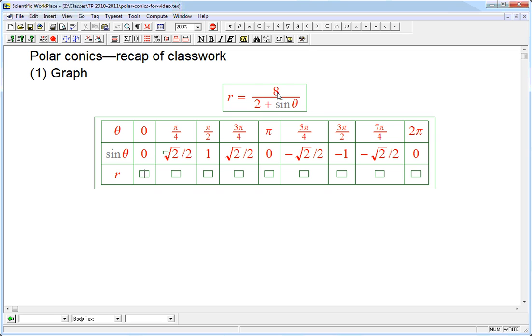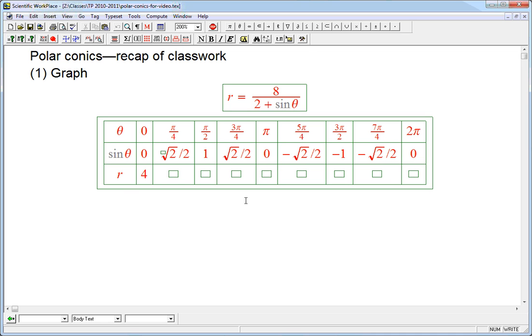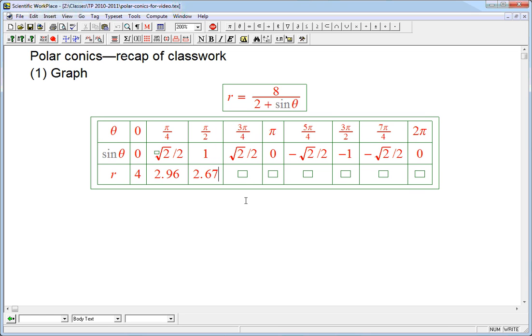So that's a little laborious, and we need the calculator to get a sensible value, but it's not too bad. Clearly the first one is 4. 8 over 2 is 4. The next one turns out to be about 2.96. The next one's not hard. It's 8/3, or 2.67. The next one is the 2.96 again. Notice that if these numbers are the same, these numbers are going to be the same. So there's going to be a symmetry here.